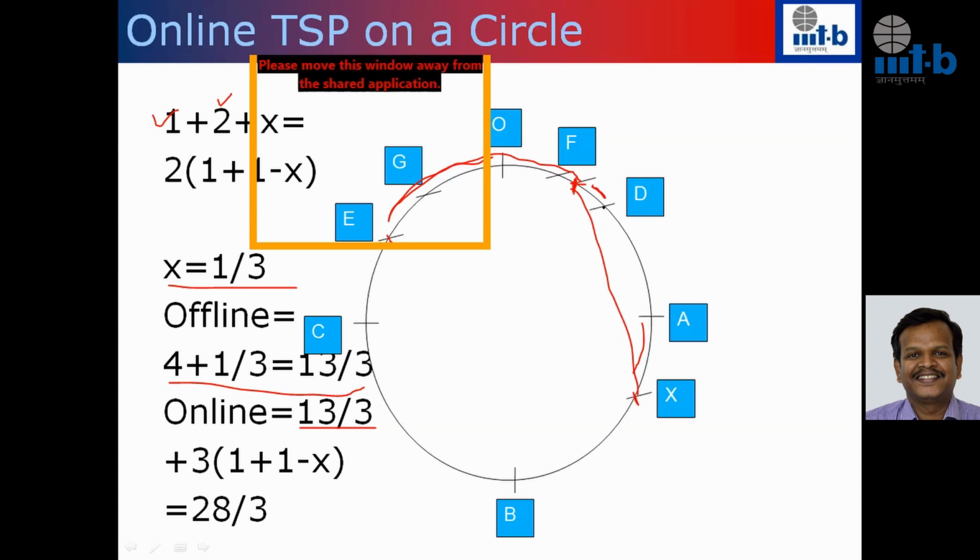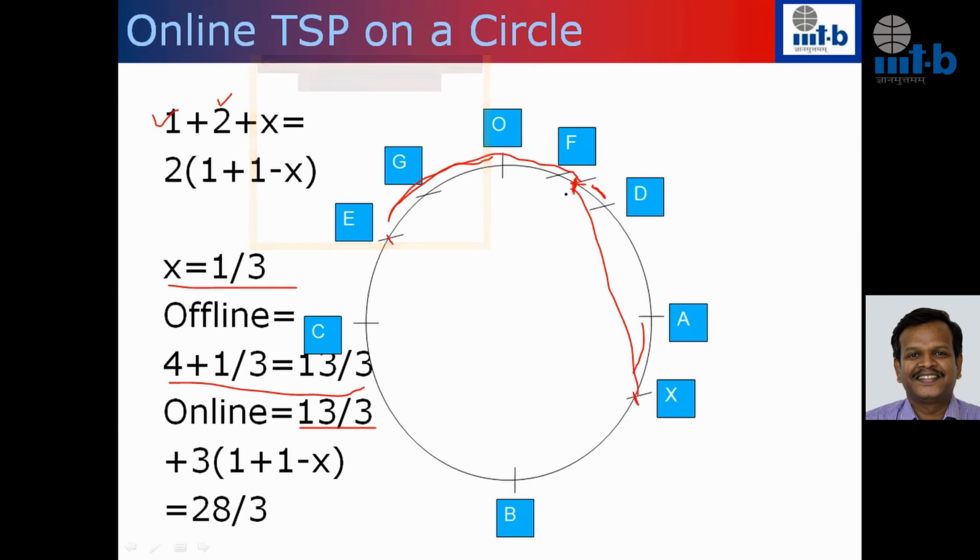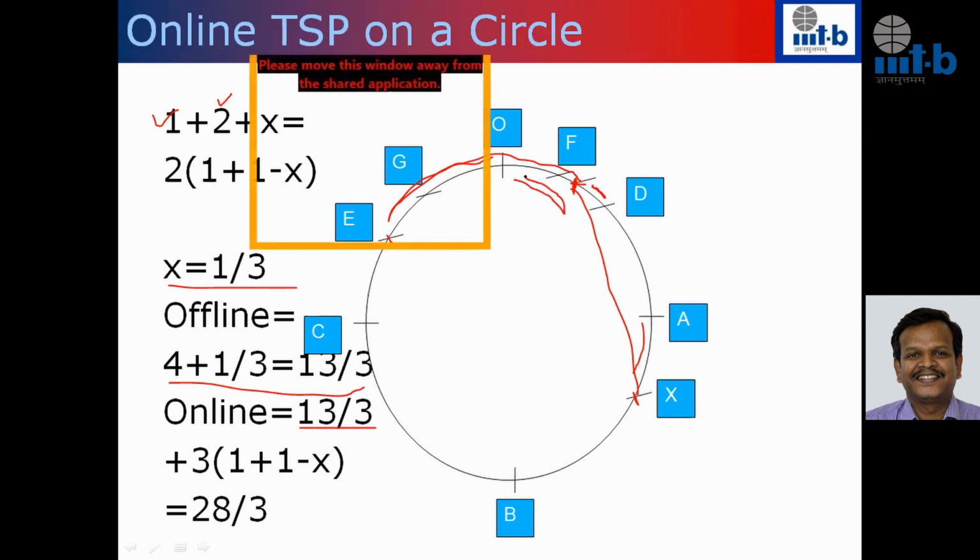So after it finishes here, for no reason it moved to A, because it knew that I'm going to release something here which can be served. But the online algorithm did not know this, right? So it went unnecessarily 2 times here to serve the request at F and D and wasted a lot of time. So the way the adversary released the request enforced the online algorithm to make some wasteful moves, which is totally unavoidable.